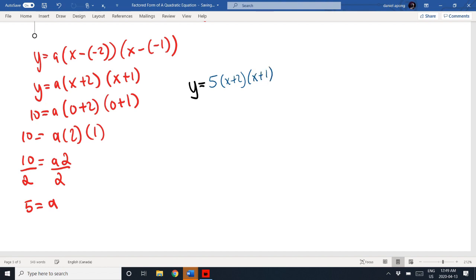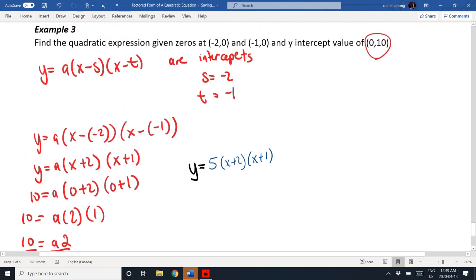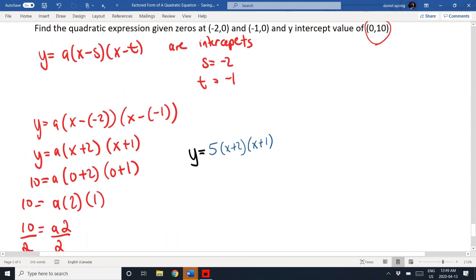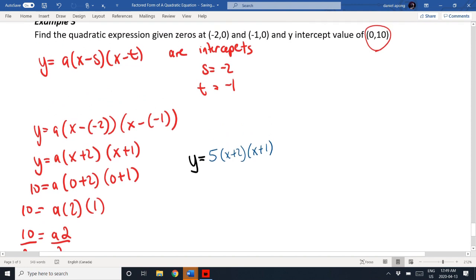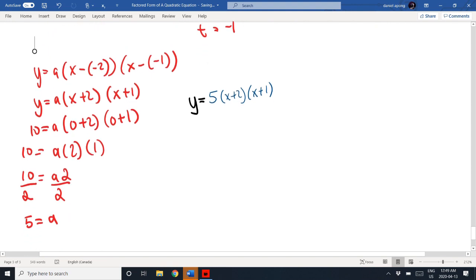And so that's how we would figure out what our equation was given this information above here. So we just plugged in our values for s and t, and we plugged in our value for the y-intercept and solved for what a is. So you have a lot of practice. I think this is a key lesson in this unit. So spend a lot of time doing these homework questions and make sure you know the ins and outs, and you'll be fine with the rest of this unit.